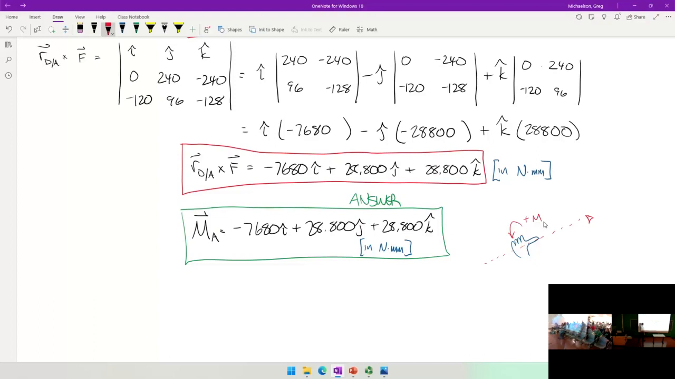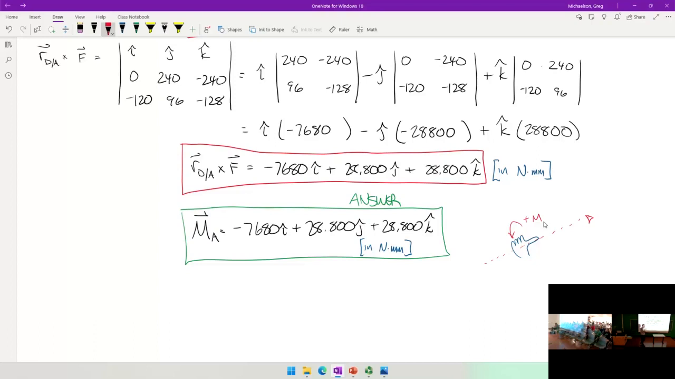So for example, this positive 28,800 times j, so take your thumb, point it in the y direction, and we are generating a positive moment of 28,800 Newton millimeters. So that means about the y-axis, we're wanting to rotate that much. Now, if we were pointing along the x-axis, we would be pointing our thumb along the x-axis. Our fingers would be curling in the positive direction, but our magnitude is negative. So that just means that the moment is wanting to rotate in the opposite direction of the way our fingers are curling. Does that make sense? Is everybody okay with that?